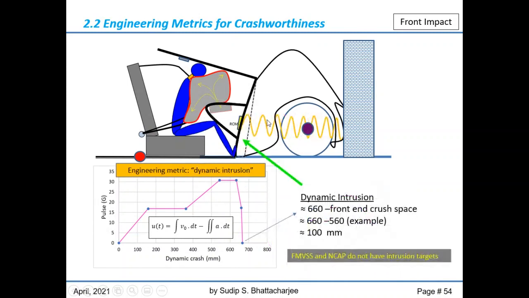Now, if I know how much deformation space or crush space I had in the front, I can subtract it from that calculated value, and that is my approximate intrusion into my compartment.